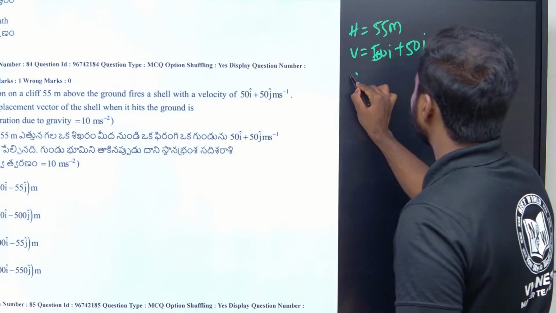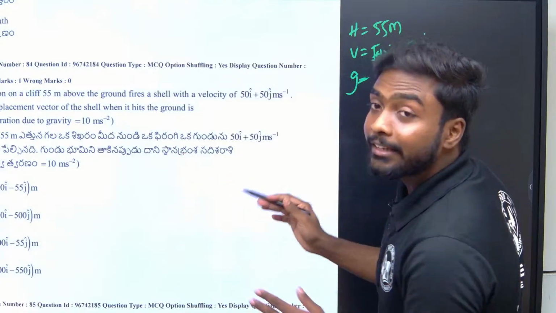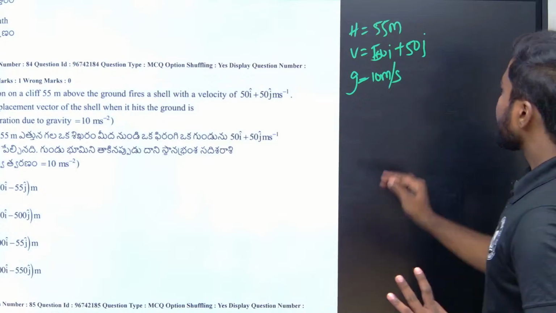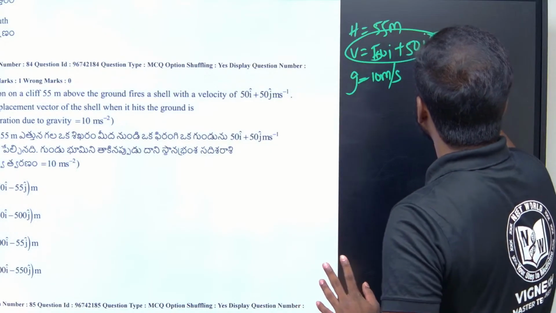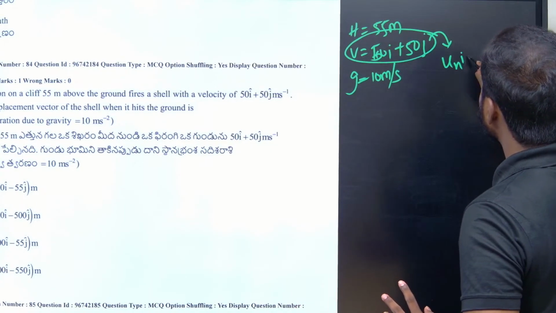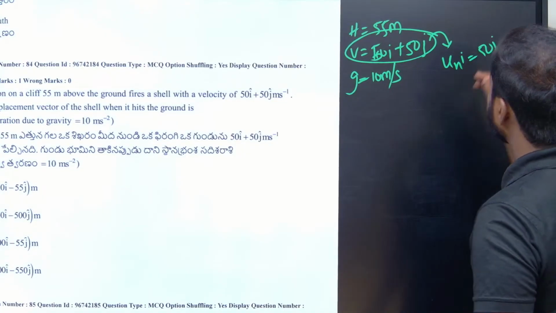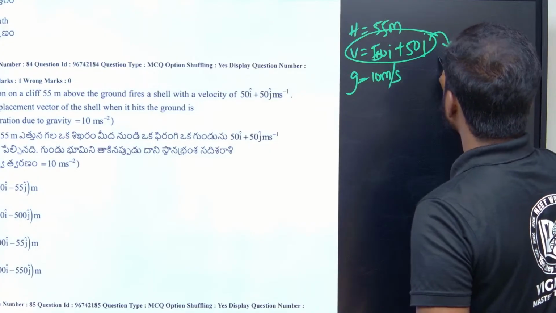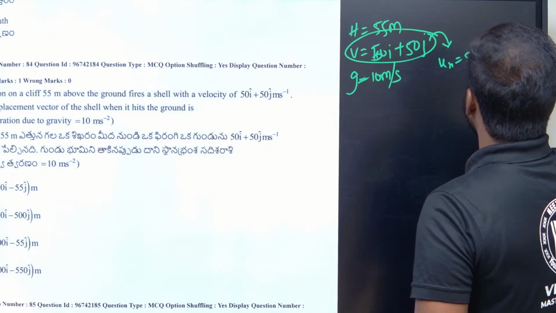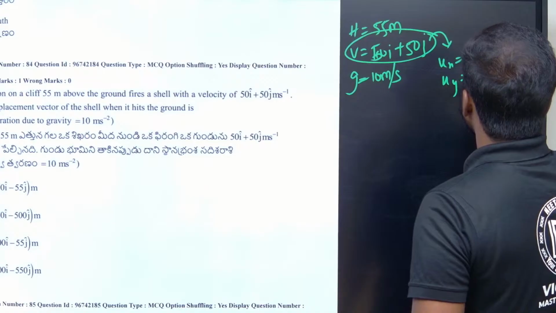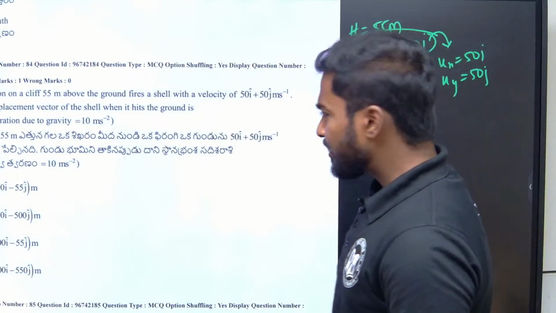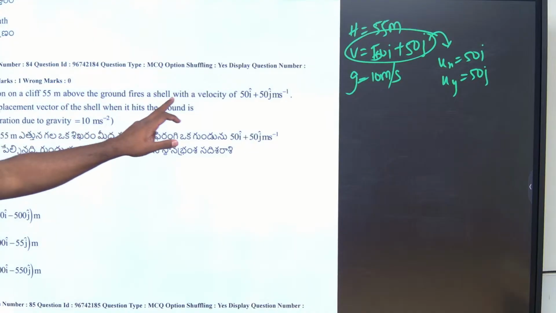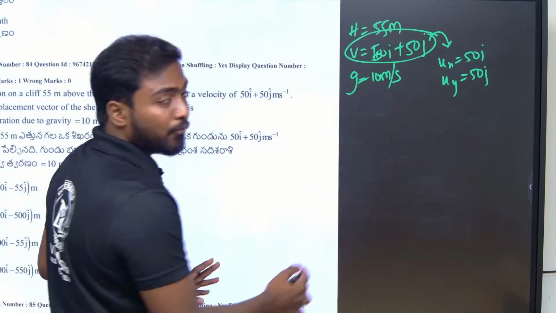So acceleration is given, they asked me to take 10 meter per second squared. So I can write this as ux i, which is nothing but 50 i cap. Ux is 50 i, uy is 50 j. These are the things we know. Now, the equations of kinematics we know.